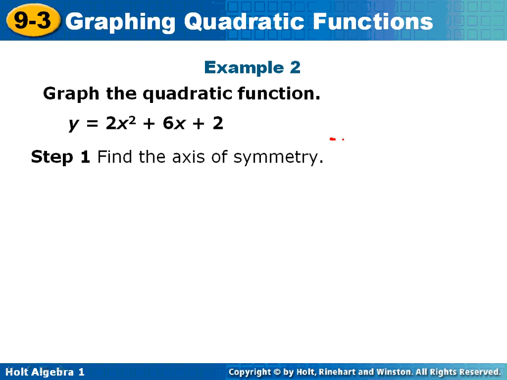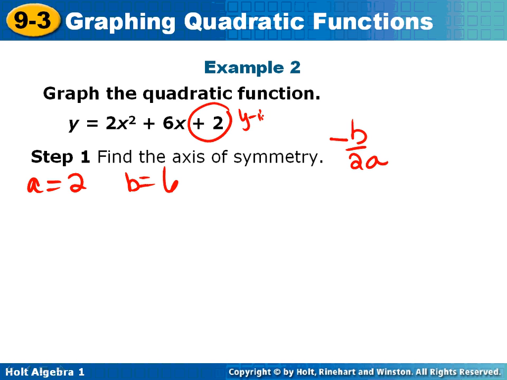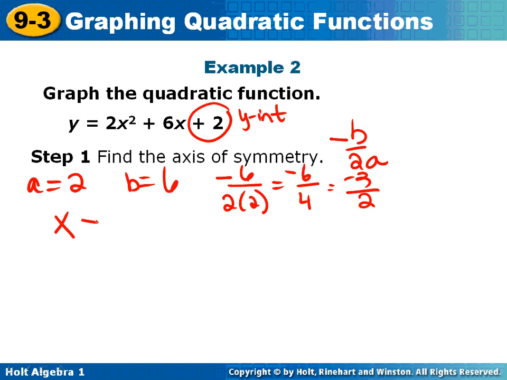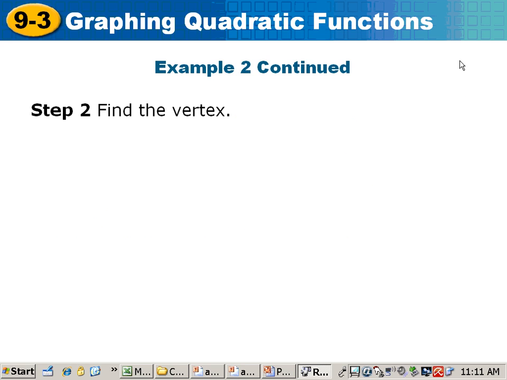The formula for axis of symmetry is -b over 2a. I know that a is 2 and b is 6. I know that c is 12, which is the y-intercept, but I really don't need that right now. So -b over 2a is going to be -6 over 2 times 2, which is -6 over 4, or -3 over 2. The way you write axis of symmetry is x equals -3 over 2, or you could put x equals -1.5.